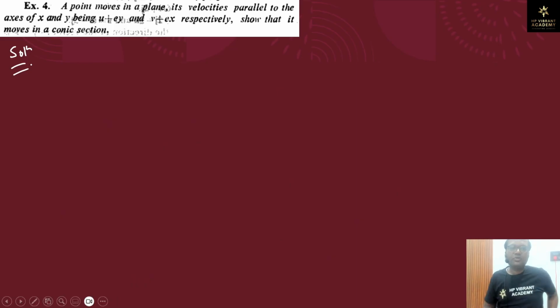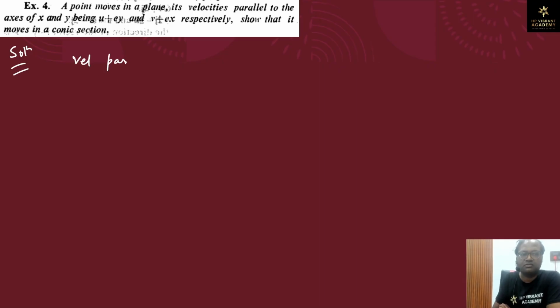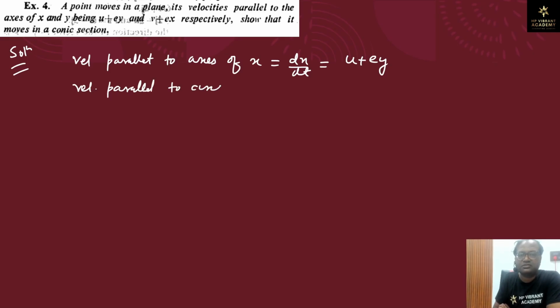What is given in the question? A point moves in a plane, its velocity parallel to the axis of x and y being u plus ey and v plus ex respectively. So that it moves in a conic section. Okay, so velocity parallel to axis of x is equal to dx upon dt, which is equal to u plus ey, and velocity parallel to axis of y is equal to dy upon dt, which is equal to v plus ex. This is equation 1 and this is equation 2.